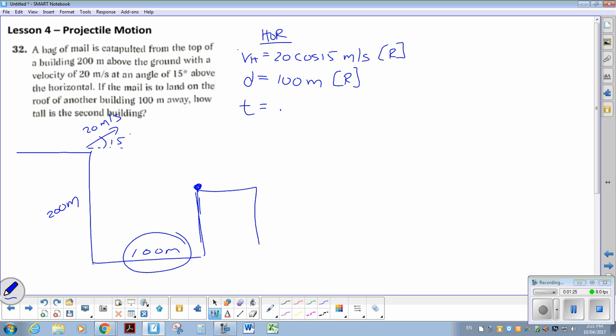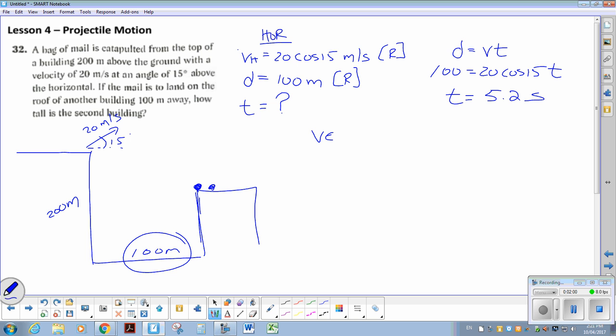So now I can figure out the time that the bag of mail is going to be in the air. Since there's no acceleration in the horizontal, d will equal vt. 100 equals 20 cos 15 t. t will equal 100 divided by 20 cos 15. So we find that the time in air is 5.17, so let's say 5.2. But we'll make sure it's in long enough to get it just off the lip a little bit. So there we go. We now know the flight time.